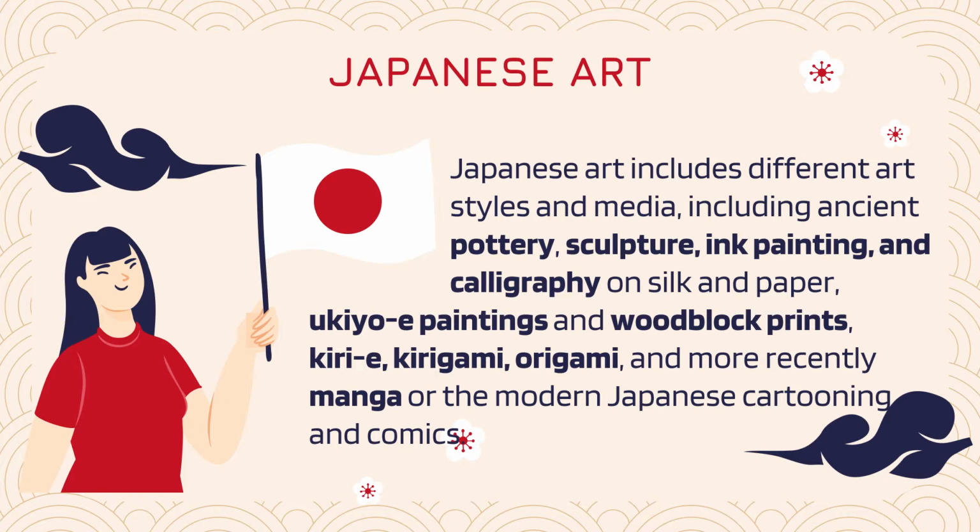Japanese art includes different art styles and media, including ancient pottery, sculpture, ink painting, and calligraphy on silk and paper, ukiyo-e paintings and woodblock prints, kiri-e, kirigami, origami, and more recently manga, or the modern Japanese cartooning and comics.